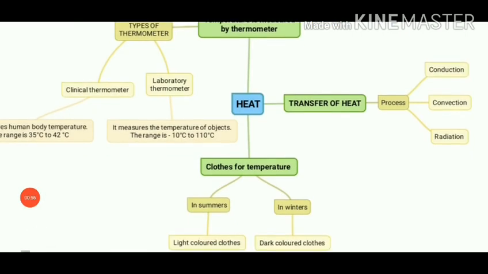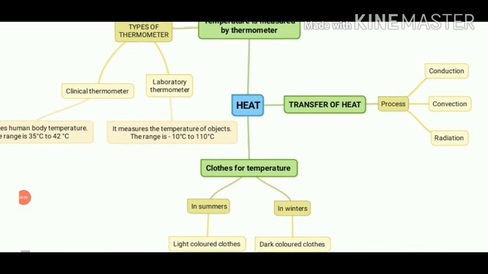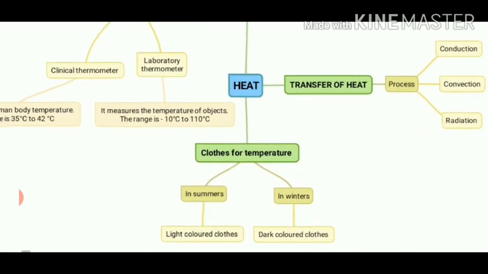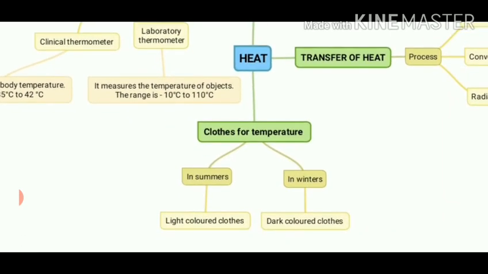So in this video lecture, we learnt about the modes of transfer of heat, that is conduction, convection and radiation, and also we learnt why we wear light colored clothes in summers and dark colored clothes in winter.